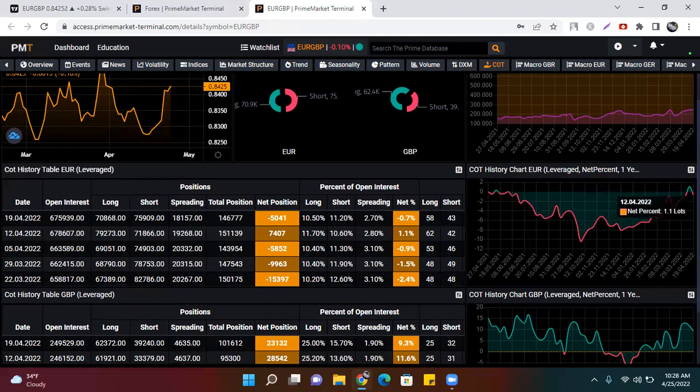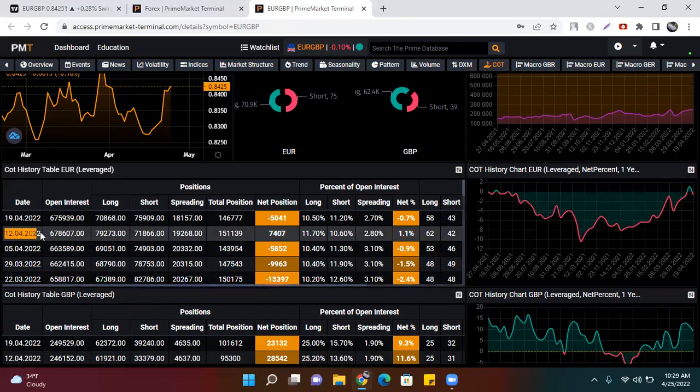As you can see right here, this phase was when they were net long, net positive 1.1 lots, which means they were in the buy phase, and you can see how the green reflects there, right? And then just now this week from last week, because it was 412. If you look right here, this is 412, so that was this point right here on April 12th. At the time, they were positive 1.1%.